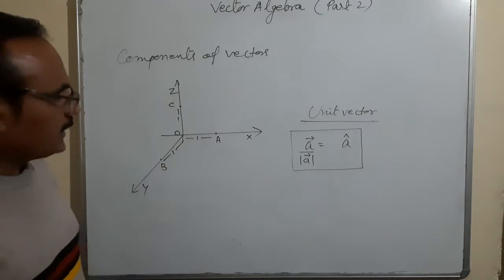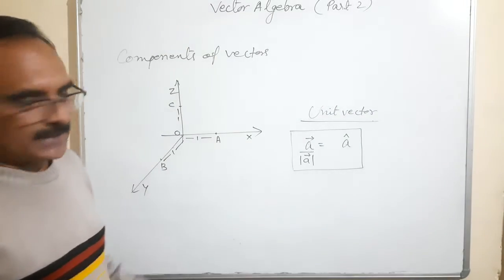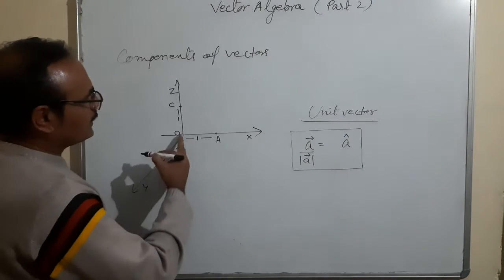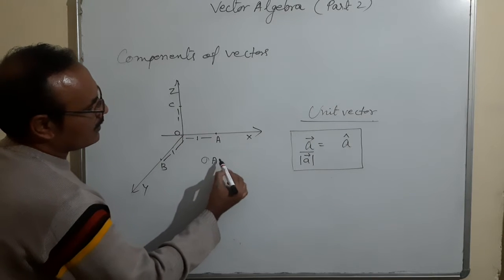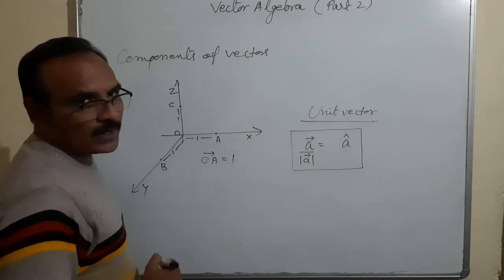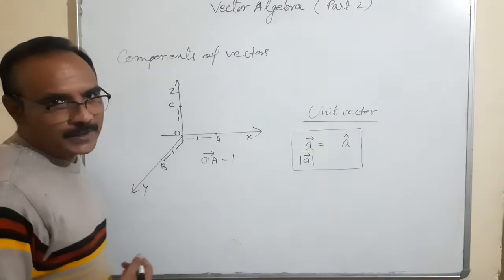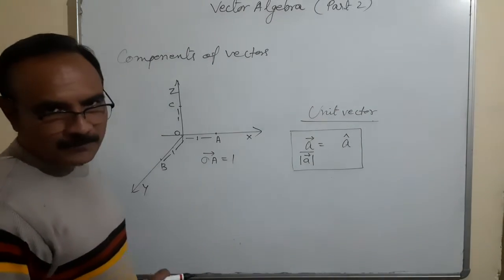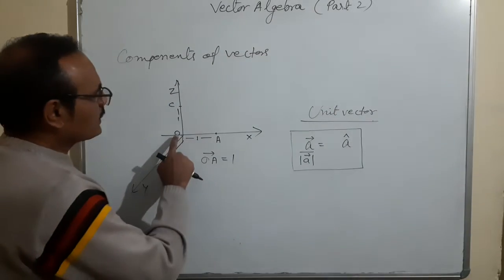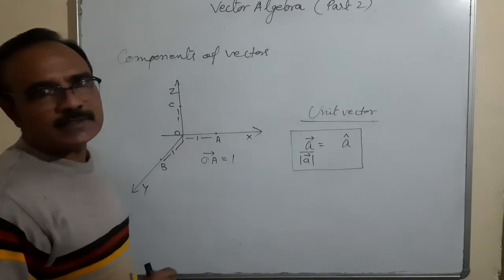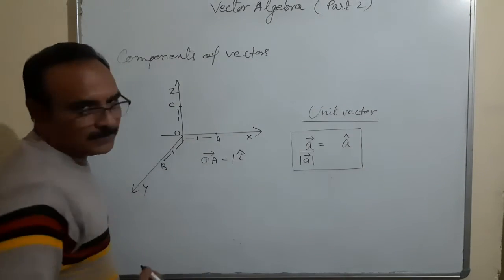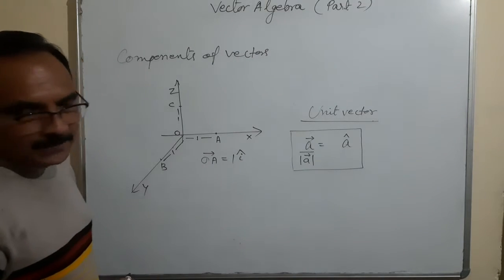OA is along the x-axis. So for this OA, the magnitude is 1 because we have taken its unit as 1. If you want to write here in the form of vector OA, then what to write here? 1. But this is a scalar quantity. If you want to vectorize this term, then what should be done? We have to multiply by a vector, and better to multiply by a unit vector so that the value will not change. So we will consider that along the x-axis the unit vector is treated as I. So 1I, and it is a unit vector, so I cap. So that means OA is equal to I cap.